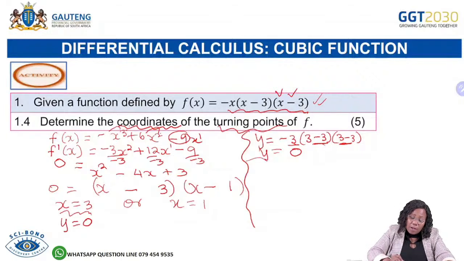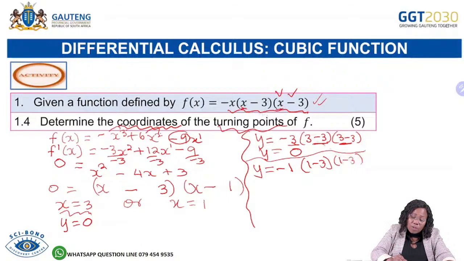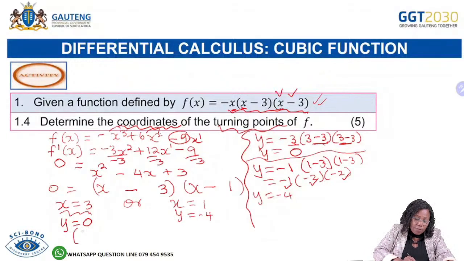And now to find the y turning point for x equal to 1, we have minus 1, times 1 minus 3, squared. We are now substituting x with 1. That will give us minus 1 into minus 2, minus 2. Negative 2 times negative 2 is 4, times negative 1 is negative 4. Therefore, this one has a coordinate of negative 4. If you write in coordinate form, it will be 3 and 0, your first turning point. The second one will be 1 and -4.